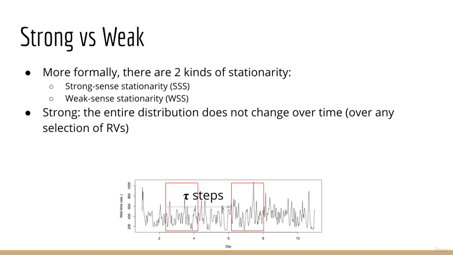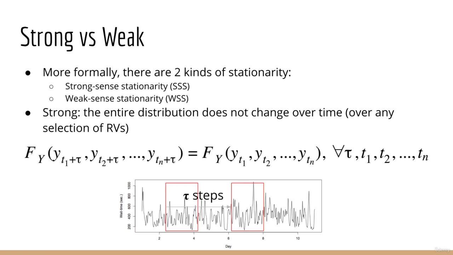As a rough example of this, suppose I take an arbitrary window over some time series. Then, suppose I move this window over tau time steps. Strong stationarity would say that the distribution over these random variables is the same no matter what tau is. In other words, no matter where I look in the time series, I see the same distribution. There is a very formal definition for strong sense stationarity, but this is definitely not necessary to understand for this course. In fact, in the practical application of time series analysis, strong sense stationarity is not used very often.